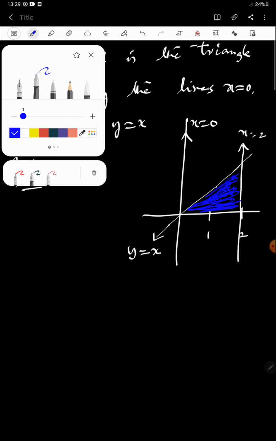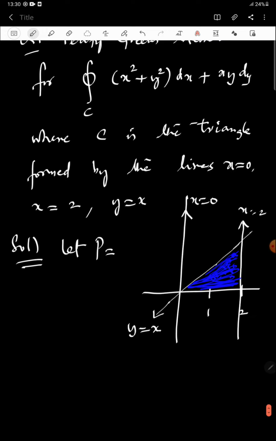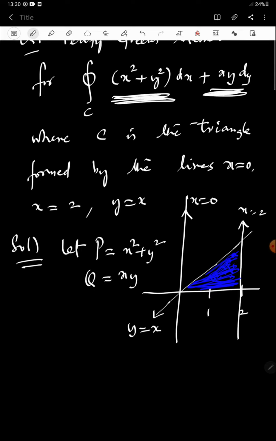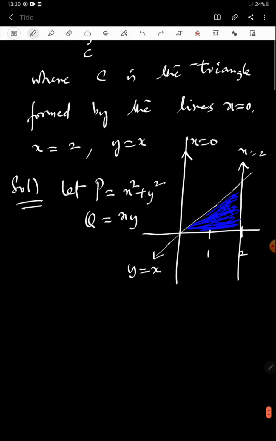I'll give the names now. Let P be equal to x² plus y² and Q equal to x y. That is, I have taken from here. I hope you are able to see this first line. Okay, so we have just given the names as P and Q.